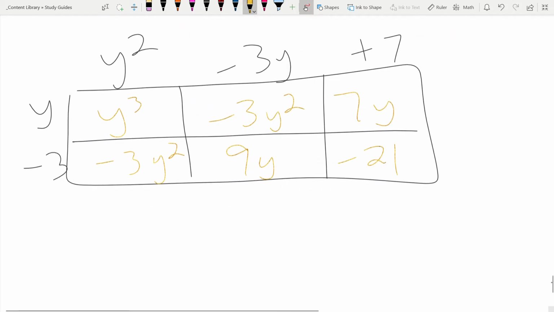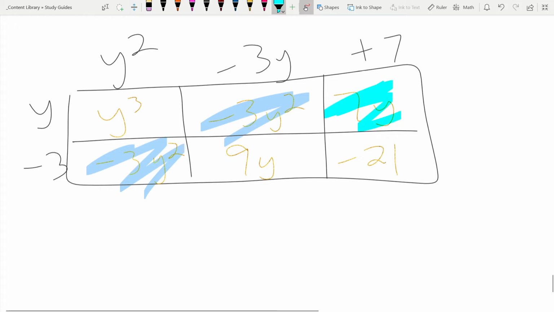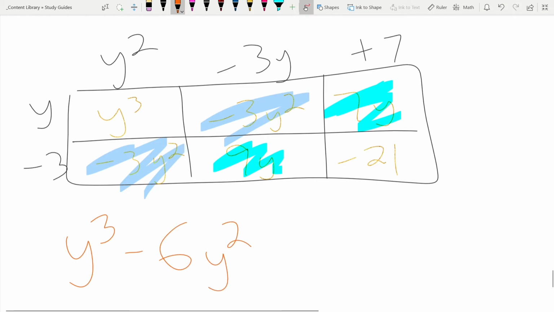But we're not done. Now we've got to combine like terms. So I've got some y squareds that I can combine, and I also have just some regular y's that I can combine. So you end up with y to the third, negative 3 makes a negative 6, y squared, 9 and 7 make a 16, and then finally a minus 21 at the very end.